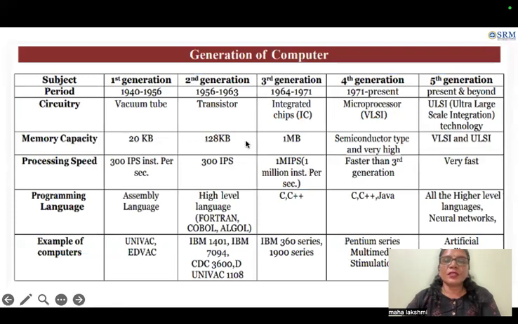Next, if we discuss the generations of computers, we have different generations from the inception of computer technology. First generation, second generation, third generation, fourth generation, fifth generation, respectively, and it goes on. The period for the first generation is from 1940 to 1956. During that time, the circuitry was in terms of vacuum tubes, and it had a memory capacity of only 20 KB and a processing speed of 300 instructions per second.